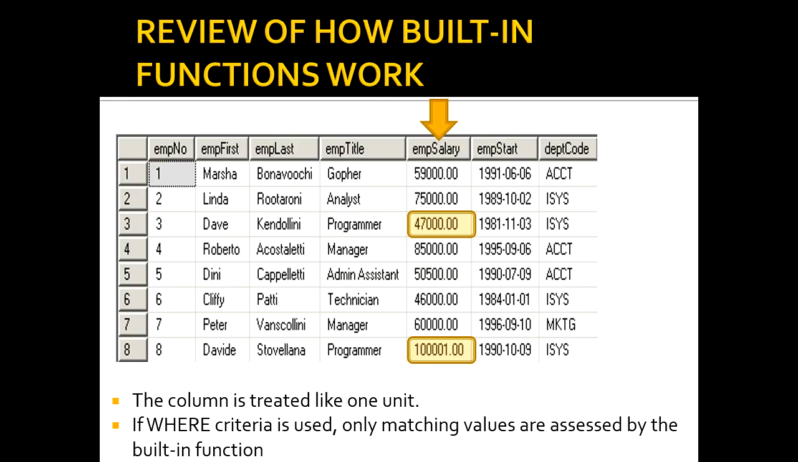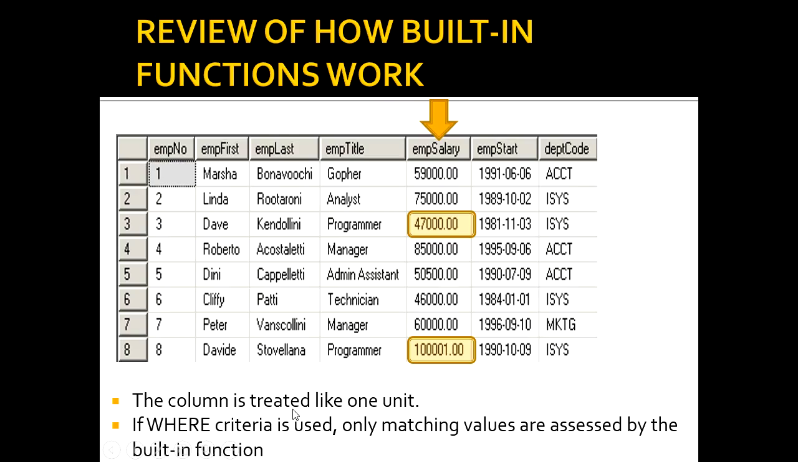Okay. All right. So the built-in functions basically work that we have a column, it's treated as one unit. When the where clause is used, instead of dealing with all rows, each row becomes sort of a candidate. Is this going to be included in the output or not? And whatever Boolean expression, true or false expression we put in our where clause, it'll examine each candidate row and see, okay, this passes true, so it gets put into the output, right? So when a where criteria is used, just the matching values are assessed by the built-in function as well.